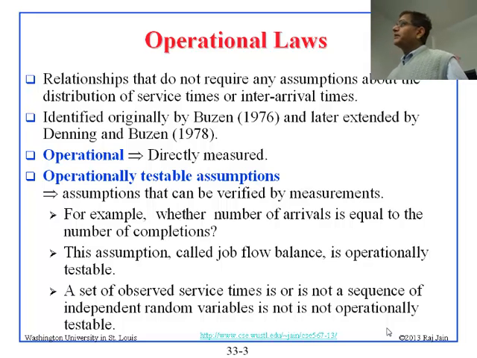Something that cannot be verified by measurements is independence and things like that. For example, whether the number of arrivals is equal to the number of completions, anybody can verify that. Remember, one of the assumptions in Little's law is that nobody is killed, and you can very easily verify that. But whether something is independent or not, you cannot test it. Even if you sit down for years, you cannot test whether this is independent or not, because that is just statisticians' talk. They make that assumption all the time, but they cannot verify it. So that is not operationally testable.